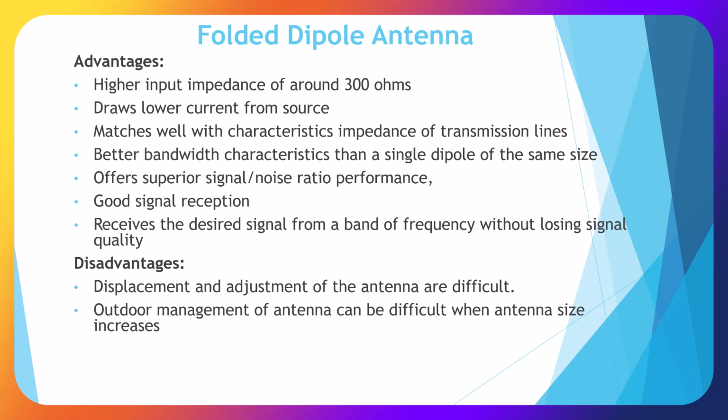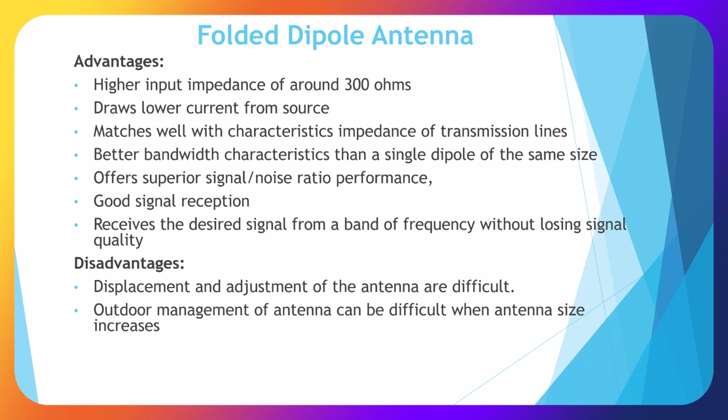The advantages of a folded dipole antenna is that it has higher input impedance than the standard dipole. It draws lower current from the source, matches well with the characteristic impedance of a transmission line, has better bandwidth characteristics than a single dipole of the same size, offers superior signal to noise ratio performance, has good signal reception, receives a desired signal from the band frequency without losing signal quality.